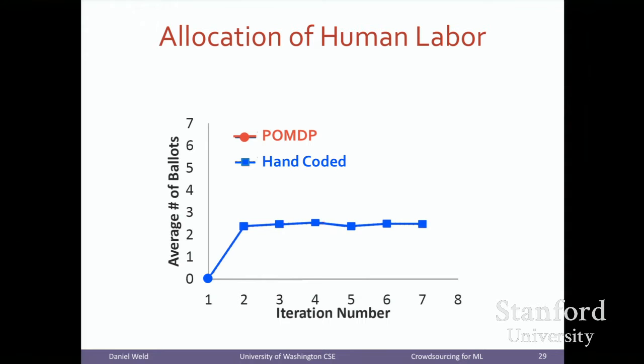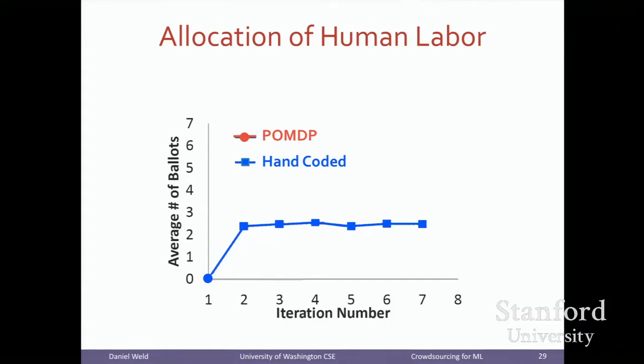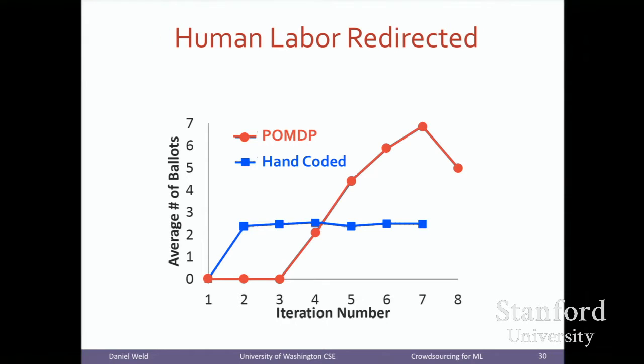So this is what Greg's system did. And notice how many iterations we're going over, and also notice how many votes are happening. Roughly, it's like 2.5 votes, right? That's because he went out and asked 2 workers, and if they agreed, he stopped. Otherwise, the system asked a third person to disambiguate. What our system did was this.